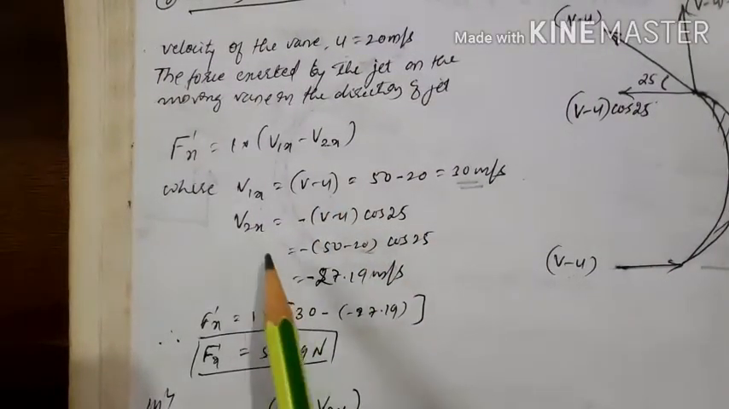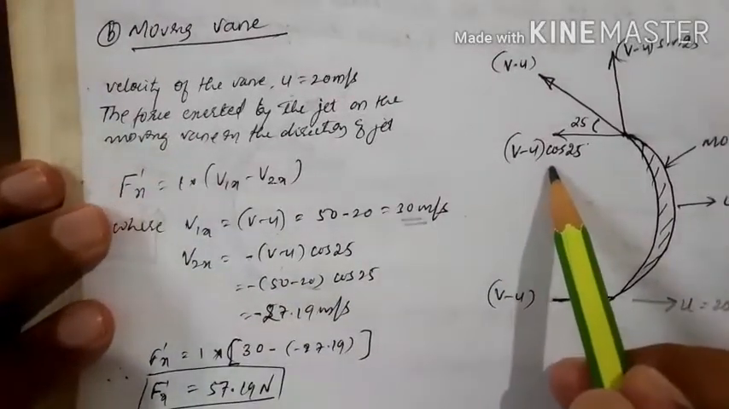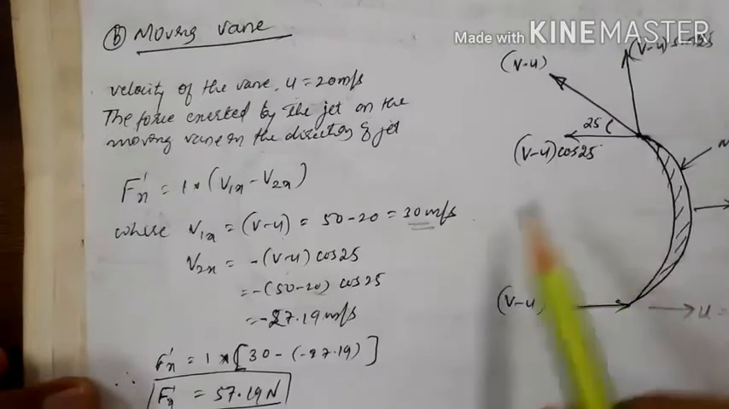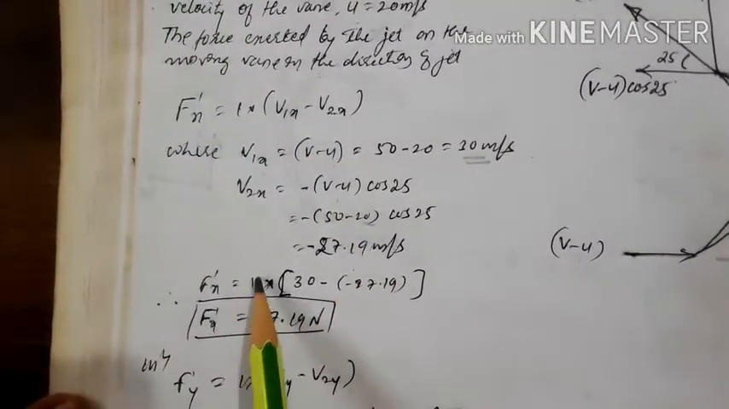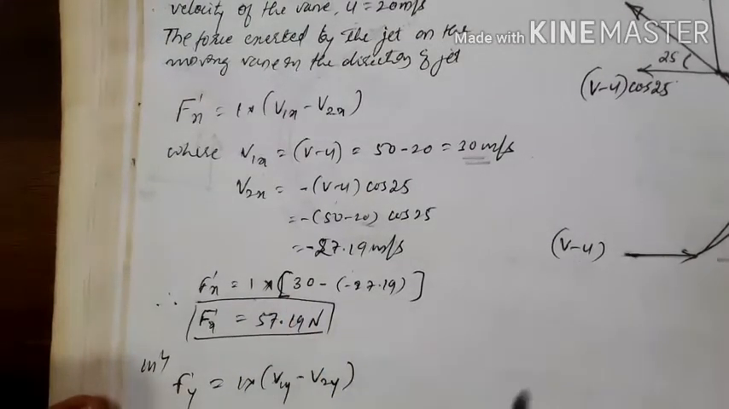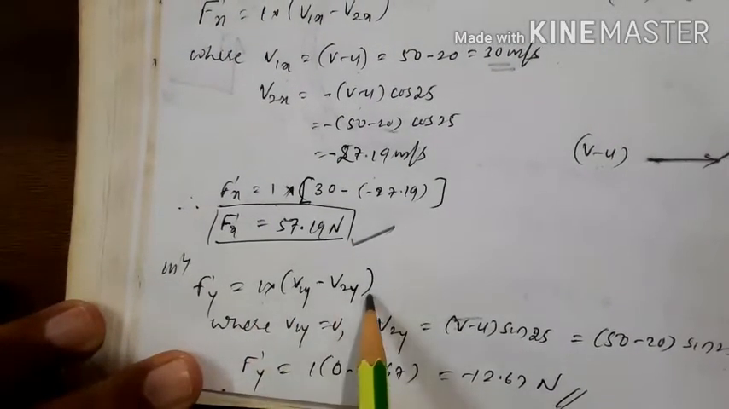Okay, so for a moving vane case we have v1x equal to v minus u, then we get v1x. Then v2x will be minus v minus u cos 25, which is in the opposite direction of the incoming jet. We get this one. Then finally calculate fx, 1 into, that is 1 per kg of flow. We have to take the same, but the case is a moving case. Then we get fx like this, and fy you calculate again per kg of flow, v1y minus v2y.